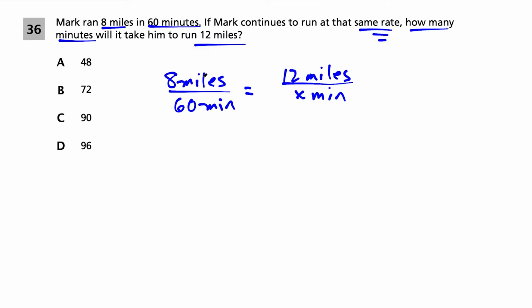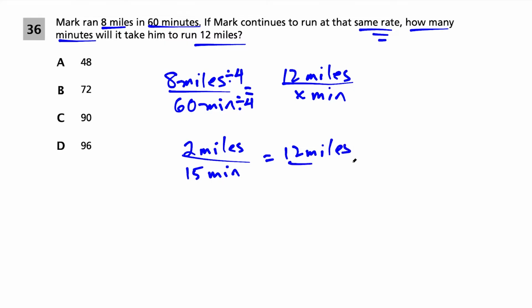So what we have here, we could cross multiply right now, or if we want to make the numbers a little bit easier, we could just go ahead and reduce this fraction over here. So let's go ahead and do that. We'll divide this fraction here by 4 on top and bottom, and that's going to simplify this. We're going to have 2 miles over 60 divided by 4 is 15. So that means that Mark could run 2 miles every 15 minutes. And now we're setting this equal to 12 miles over X minutes. That's the mystery value that we want. And from here, we cross multiply. We have 2 times X is equal to, we have 15 times 12, which is going to give us 180.